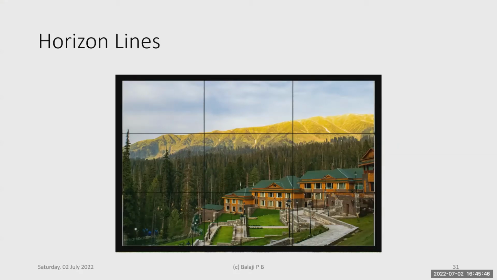So this also works, but never keep the horizon line at the center of the image. It's not very pleasing, and it confuses the viewer because they are confused whether you want them to focus on the foreground or the background. So if you want to focus on the foreground, place the horizon line on the top third. If you want to draw their focus towards the background, place it on the bottom third.